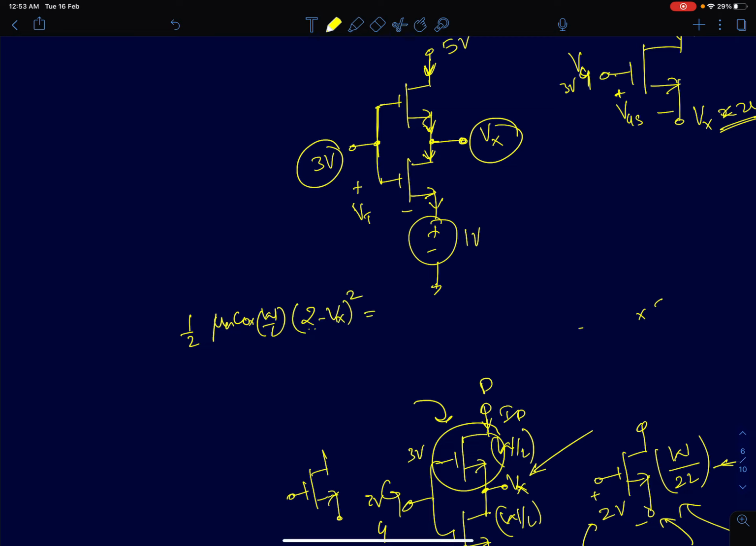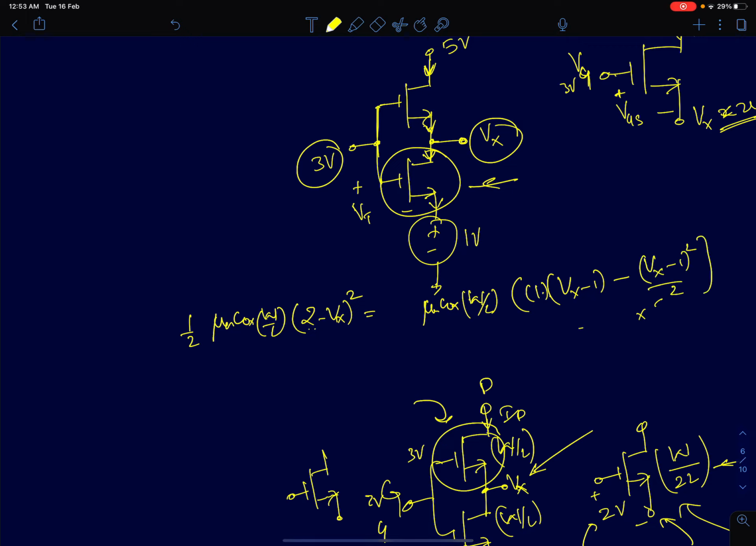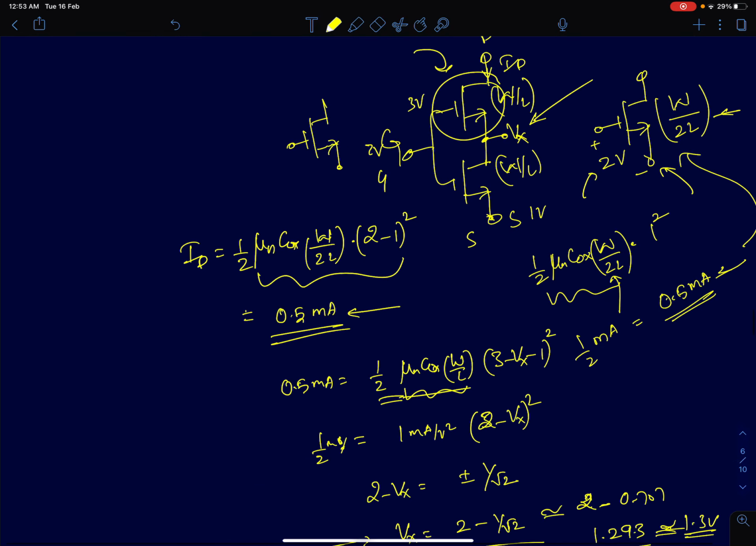This should be equal to the current in this MOSFET, and that will be in linear region. So I'm going to call this half mu n Cox W by L. So this will be just mu n Cox W by L into VGS minus VT into VDS. VGS minus VT for this device, VGS is 2 volts minus VT is 1, so it will be 1 volt. VGS minus VT is 1 times VDS. VDS for this is Vx minus 1, minus VDS square by 2. So that will be Vx minus 1 the whole square by 2. So now you have a quadratic equation in Vx, and if you solve this, you will get the same answer that we have gotten here.